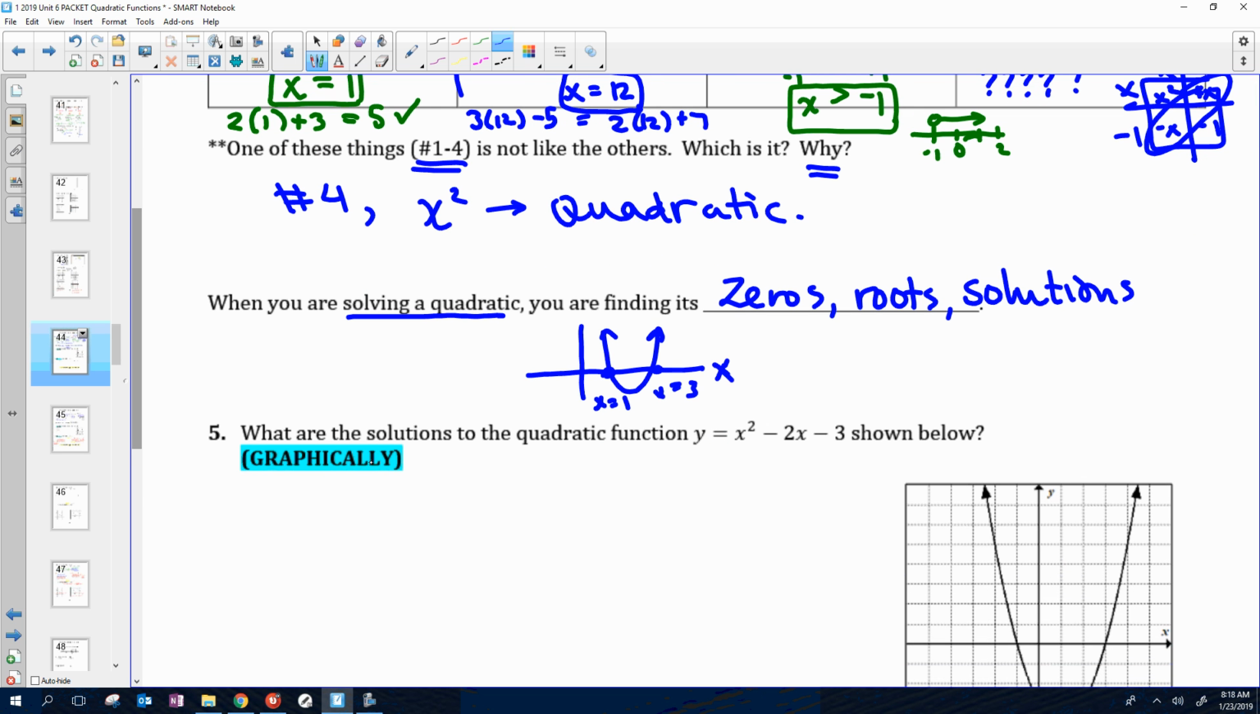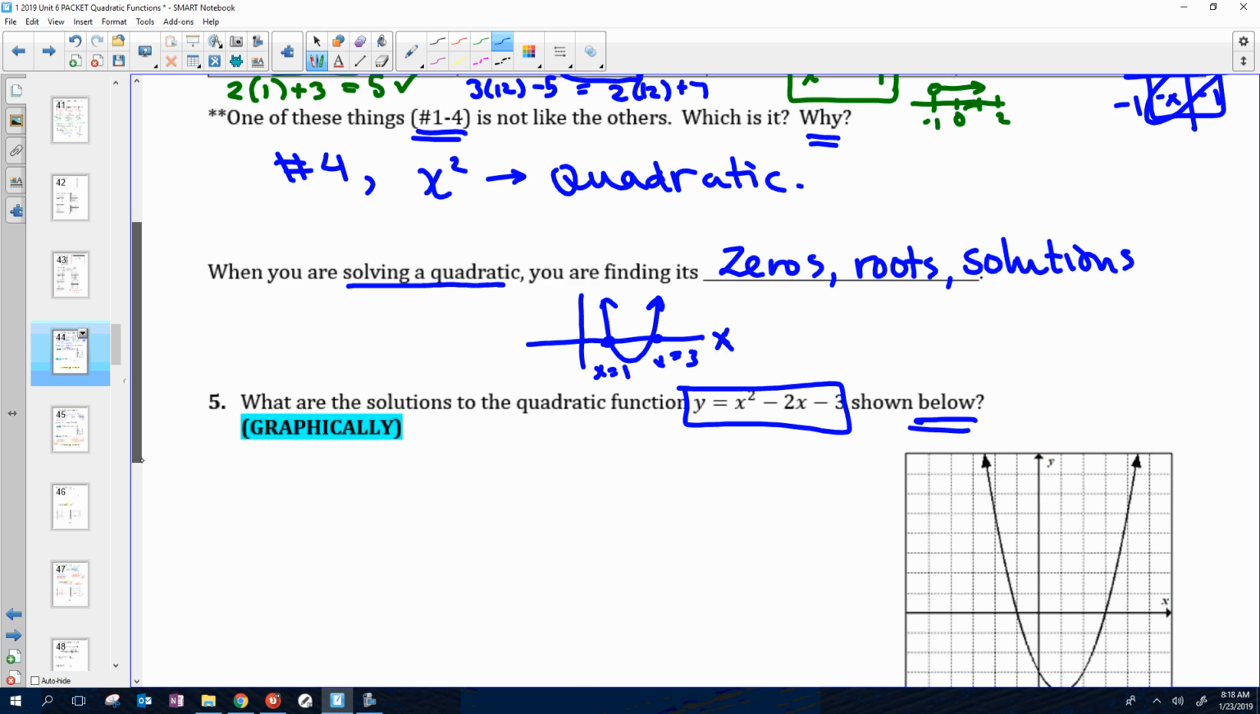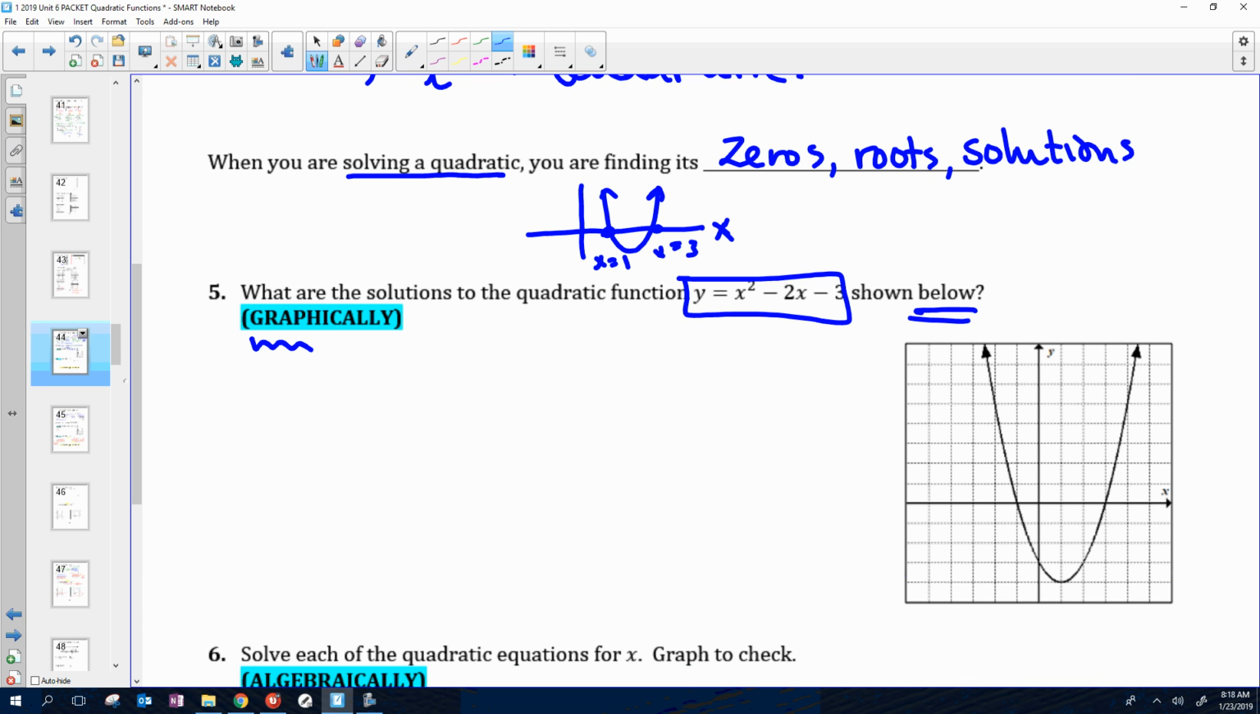All right, so what are the solutions to this quadratic function? And they showed you the graph below. So you don't have to go to your graphing calculator to solve this graphically. We're looking for solutions. They're right here on the graph.